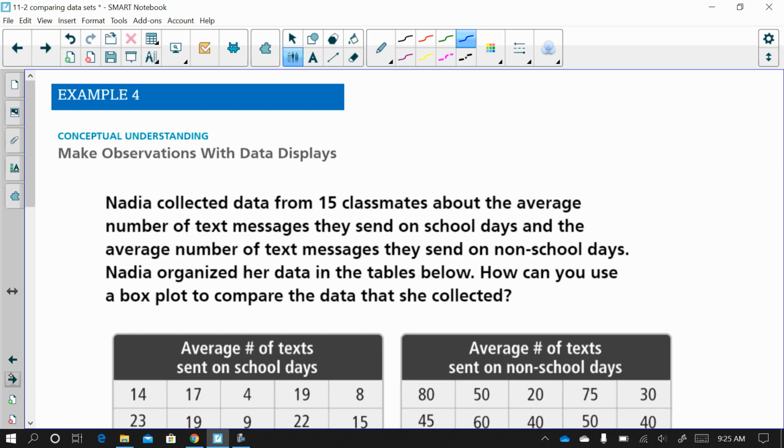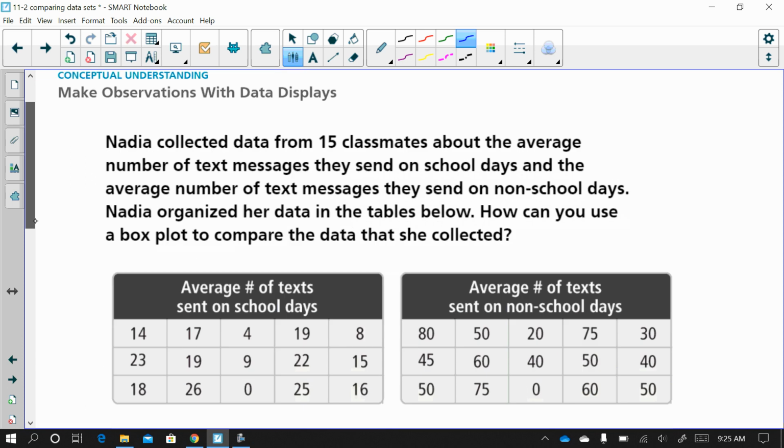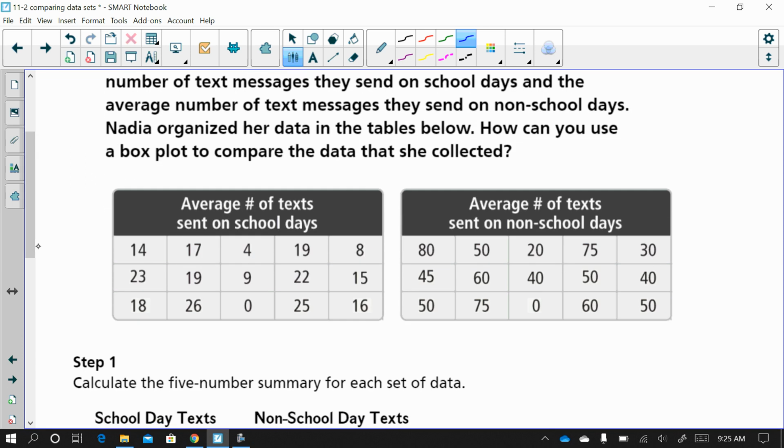Okay, so now we're going to make observations of data displays. Nadia collected data from 15 classmates about the average number of text messages they send on school days and the average number of text messages they send on non-school days. Nadia organized her data in the tables below. I can use a box plot to compare the data that she collected. Okay, so we have 15.